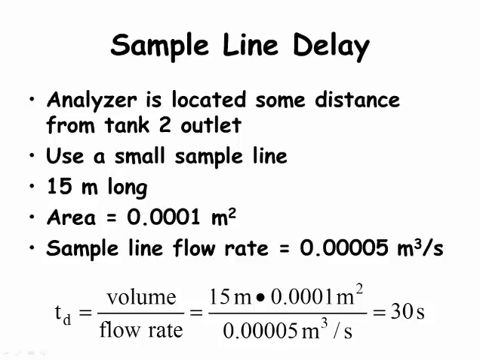We can find the time it takes for the material to go from the outlet to the analyzer by dividing the sample line volume, given by the length times the cross-sectional area, by the sample flow rate. The delay time is 30 seconds.